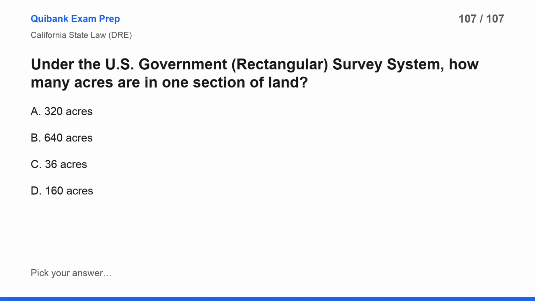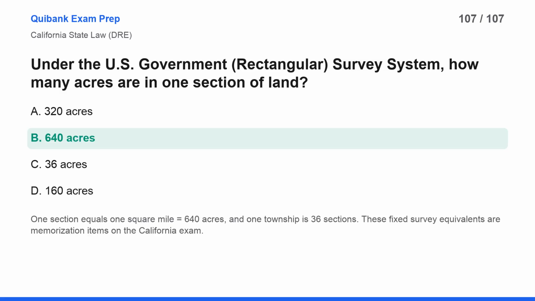Question 107. Under the U.S. government rectangular survey system, how many acres are in one section of land? A. 320 acres. B. 640 acres. C. 36 acres. D. 160 acres. The answer is B. 640 acres. 1 section equals 1 square mile equals 640 acres, and 1 township is 36 sections.